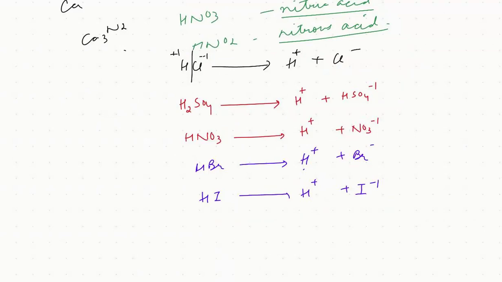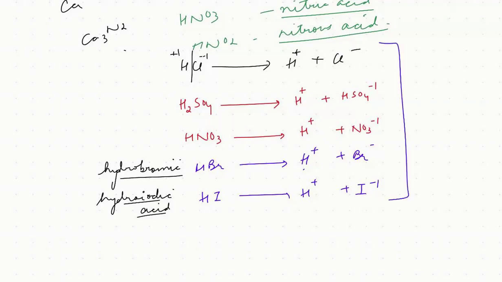So now all the acids, if I say HBr, it would be hydrobromic acid. It would be hydroiodic acid. Do you understand my point? Yes. So now you understand what is going to happen.